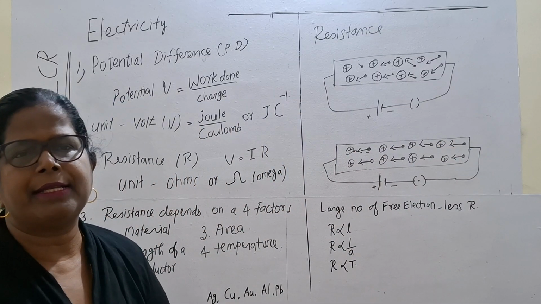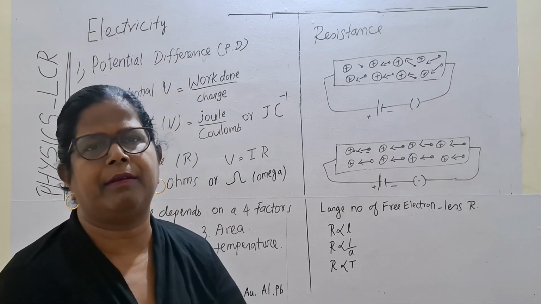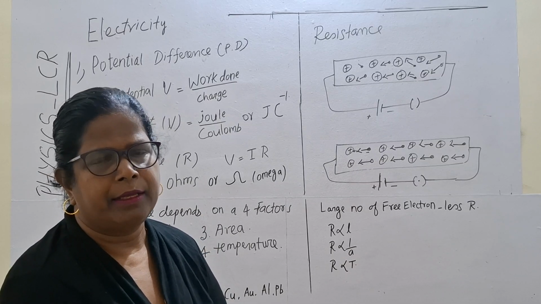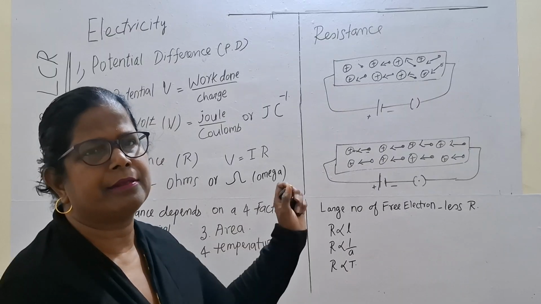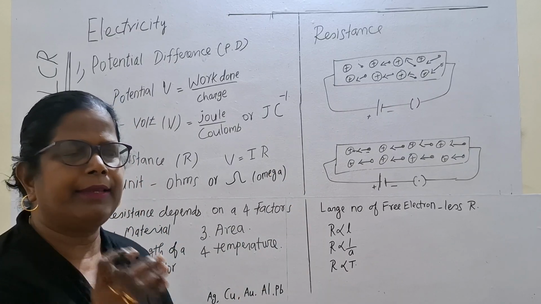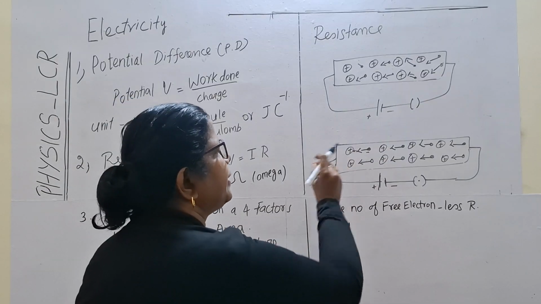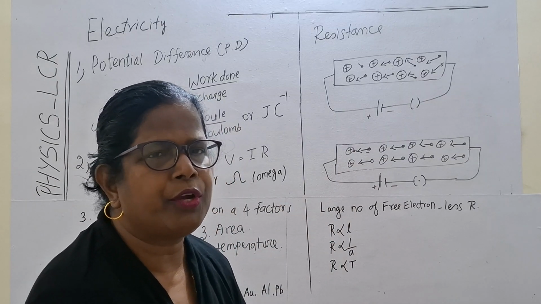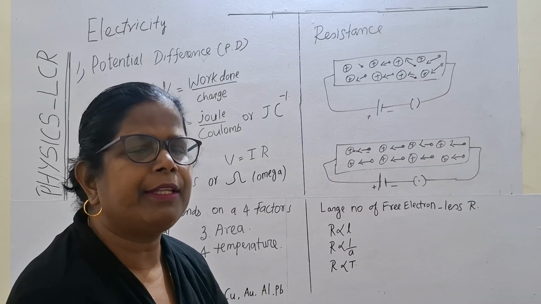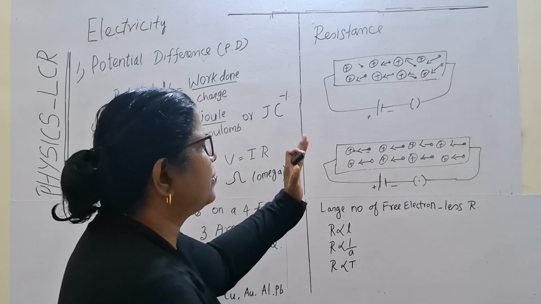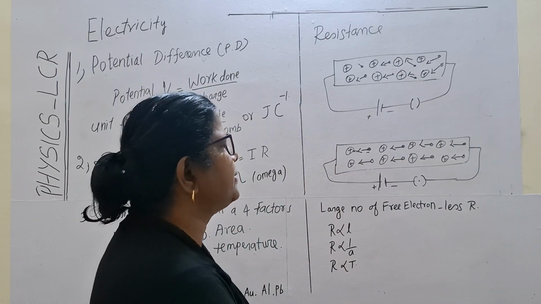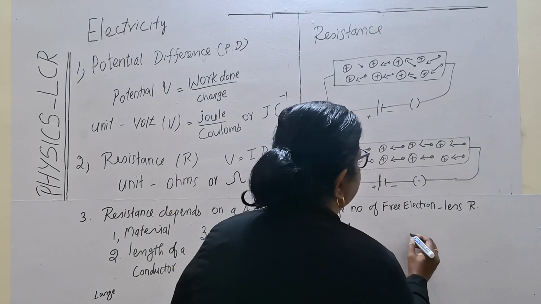So all the metals have different amounts of resistance. All the metals offer resistance. To resist means it is going to control. How is it going to control? The electron is going to hit the positive charge. So when the collision occurs, the metal offers resistance. That is known as resistance.